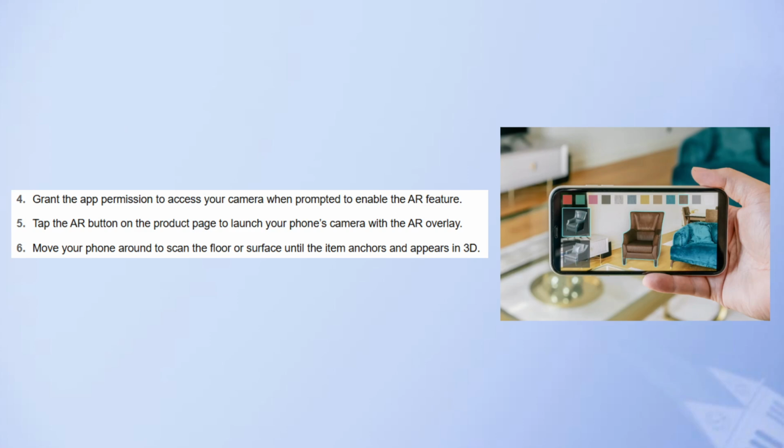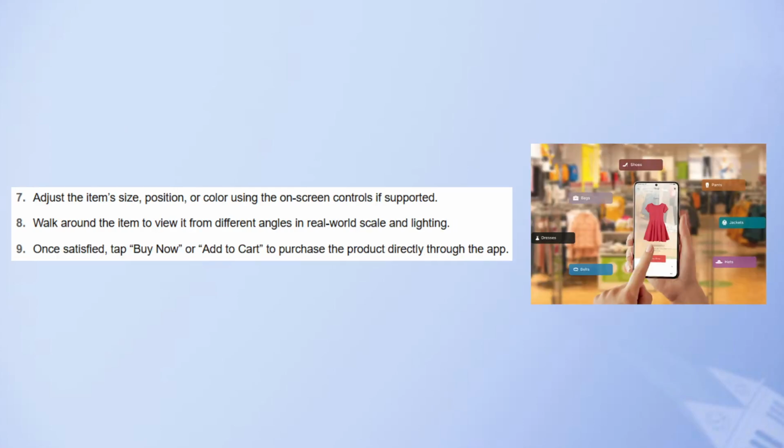Move your phone around to scan the floor or surface until the item anchors and appears in 3D. Adjust the item size, position, or color using the on-screen controls if supported. Walk around the item to view it from different angles in real-world scale and lighting.